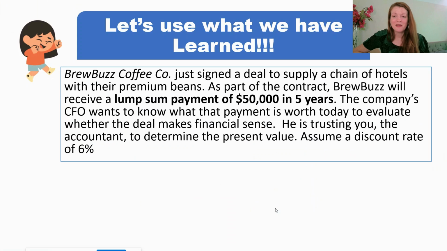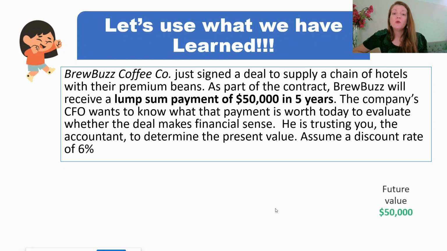Brew Buzz Coffee Company, this is the company we're going to be using through the rest of the chapter, just signed a deal to supply a chain of hotels with their premium beans. As part of the contract, Brew Buzz will receive a lump sum payment of $50,000 in 5 years. The company's CFO, Chief Financial Officer, wants to know what that payment is worth today to evaluate whether or not the deal makes financial sense. He's trusting you, the accountant, to determine the present value, assuming a discount rate of 6%. So that means we're going to use the rate of 6% interest.